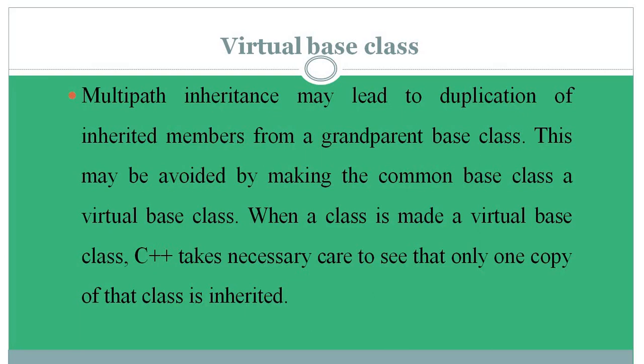Virtual base class. Multi-path inheritance may lead to a duplicate of inherited members from a grandparent base class. This may be avoided by making the common base class a virtual base class. When a class is made a virtual base class, C++ takes the necessary care to see that only one copy of the class is inherited.